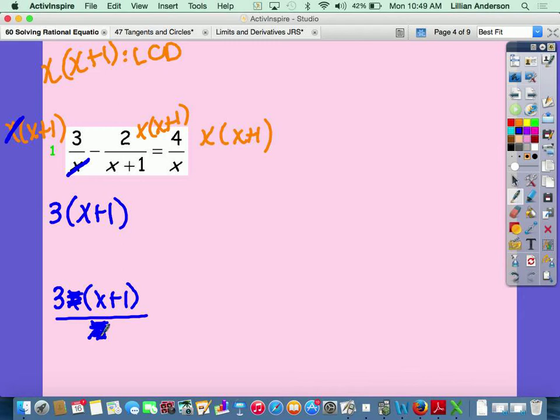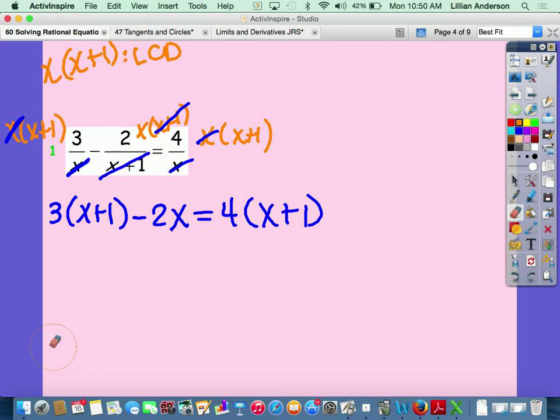Same thing, look at the second fraction. This x plus 1 at the bottom is going to cancel out with the x plus 1 at the top, leaving the minus 2x. And then that's going to equal 4x, because the x's are going to cancel. And so basically what this turns into is a nice linear equation that hopefully you guys can solve. You have to distribute.